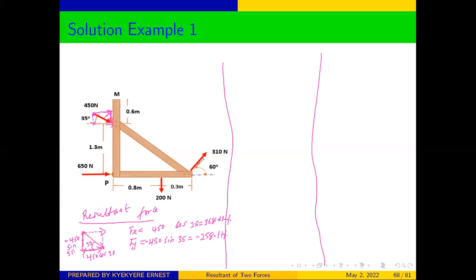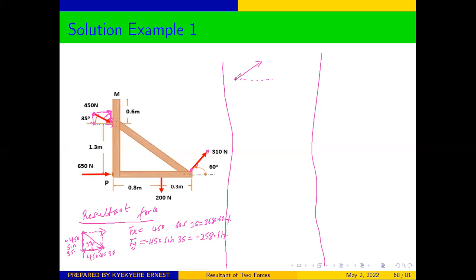Now let's come to this force here. So you can see that this force here can also be drawn like this. This is our force. So this is the starting point and this is the ending point.